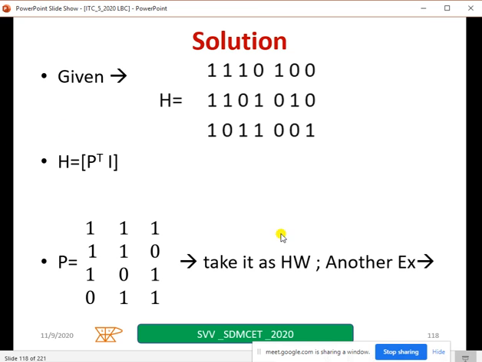Write down the P from this, then you can write an encoder circuit and syndrome circuit. I take it as homework, but I'll continue with a slightly different P. I'll continue the encoder and syndrome. For this encoder, for this particular P, you can write it, at least you will practice that.